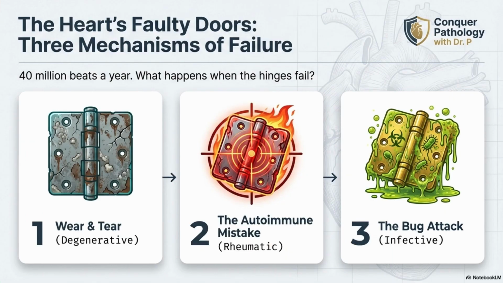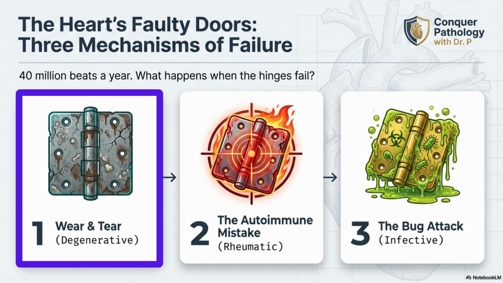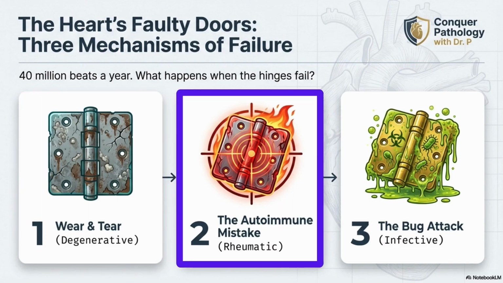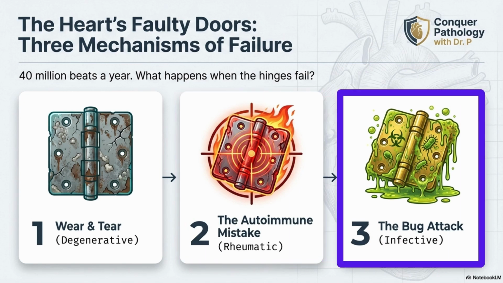Your heart beats about 40 million times a year. What happens when those hinges fail? There are 3 main mechanisms of failure we will cover today. First, wear and tear, which gives us degenerative disease. Second, the autoimmune mistake, primarily rheumatic disease. And third, the bug attack, which is infective endocarditis.